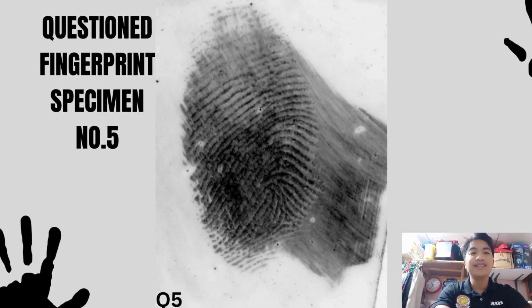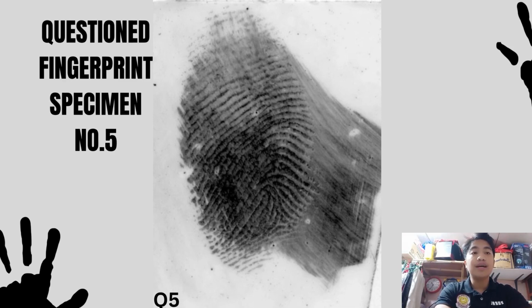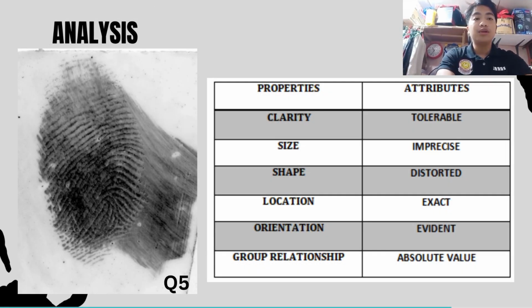Q5 is the latent print lifted and developed from a 9mm pistol using black powder. Clarity tolerable. The clarity of the latent print is enough to be subjected to fingerprint examination. Size imprecise. The size of the fingerprint is not suitable for examination because of the various formations on its edges. Shape distorted. The shape is distorted because some parts exhibit a blurry portion that may hinder the accurate results of the examination. Location exact. Orientation evident, and group relationship absolute value.